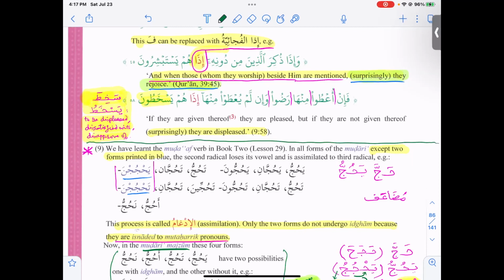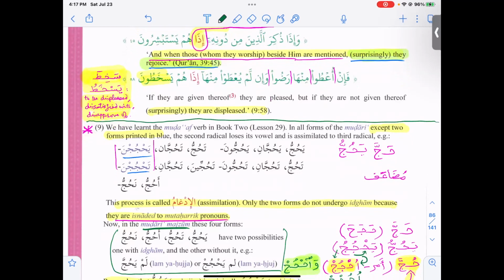And then we see, we have learned the mudaf verb in Book 2, Lesson 29. In all forms of the mudari' except two forms printed in blue, the second radical loses its vowel and is assimilated to the third radical.